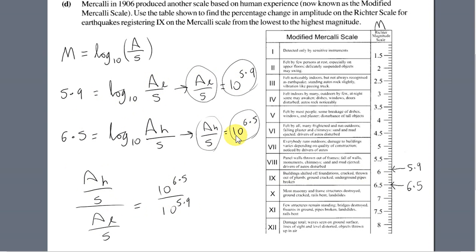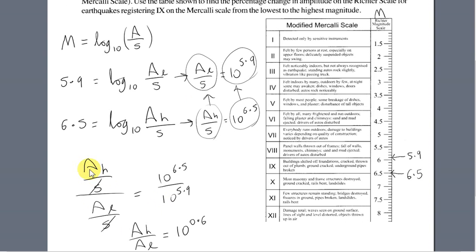So I'm just taking this equation here and dividing both sides of it by AL over S, but AL over S is equal to this. So I'm dividing both sides of this by the same thing. And if we multiply above and below by S in this fraction, the S's cancel out. So now we can see that the ratio of the highest amplitude to the lowest amplitude is 10 to the power of 6.5 minus 5.9. That's 10 to the power of 0.6.